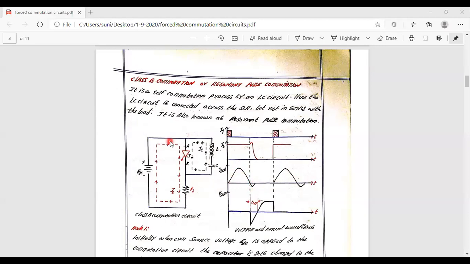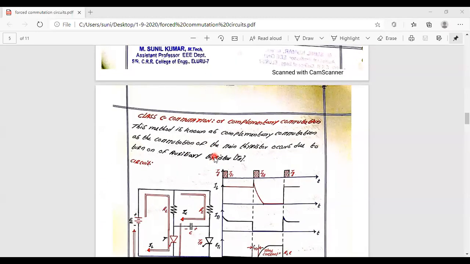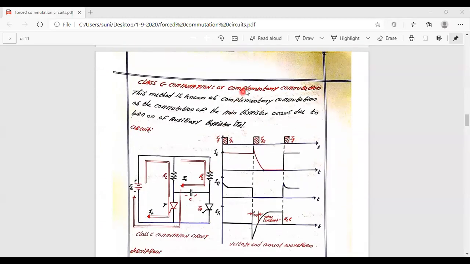So this is class B commutation or resonant pulse commutation. Why it is considered to be a resonant pulse commutation means the capacitor current is going to be considered as a pulse, and it is injected in reverse to the main conducting device. Then moving to the third one, that is going to be the class C commutation or complementary commutation.